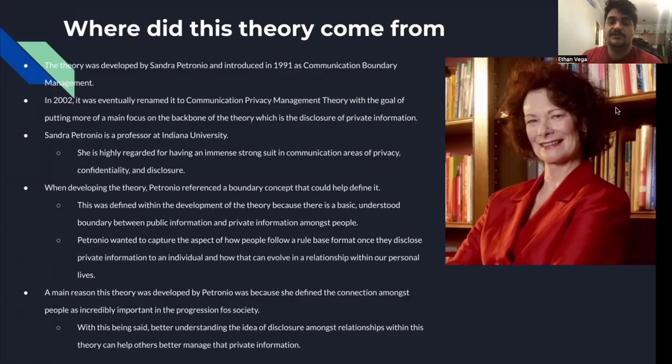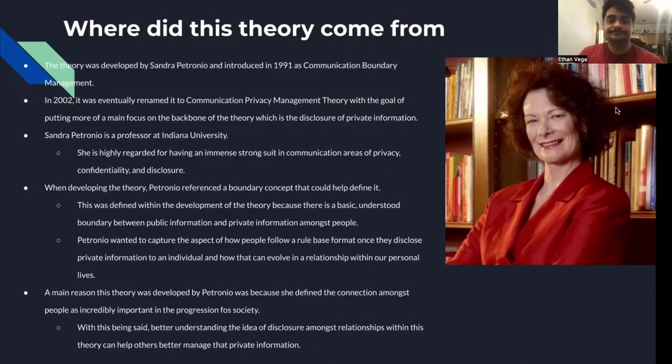This was defined with the development of the theory because there's a basic understood boundary between public and private information, as stated before, which was the main concept of the name, communication boundary management. And then Petronio wanted to capture how people follow a rule-based format once they disclose private information to an individual and how they can evolve in a relationship within their own personal lives.